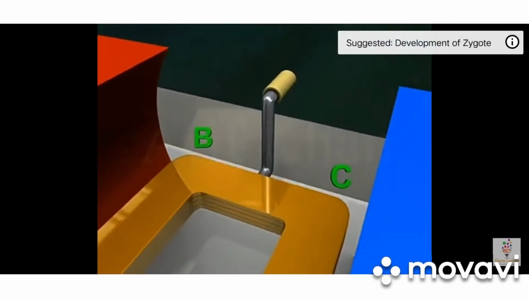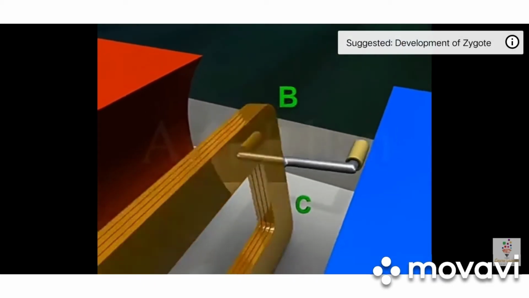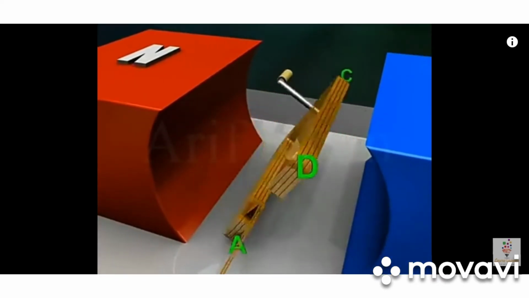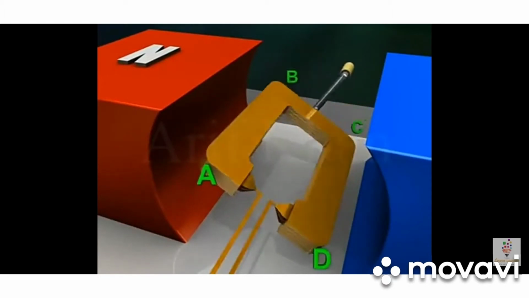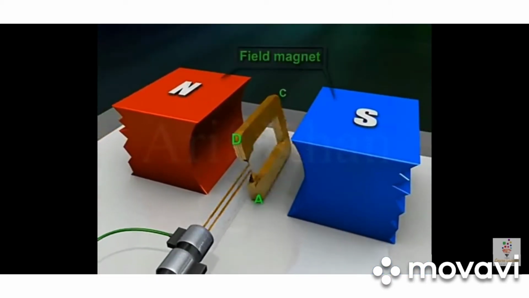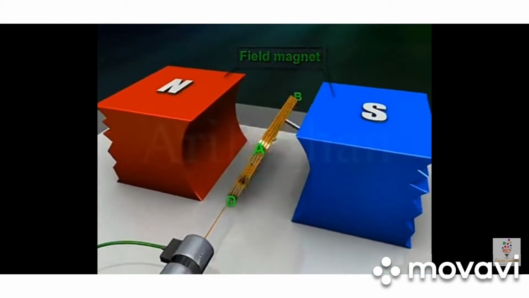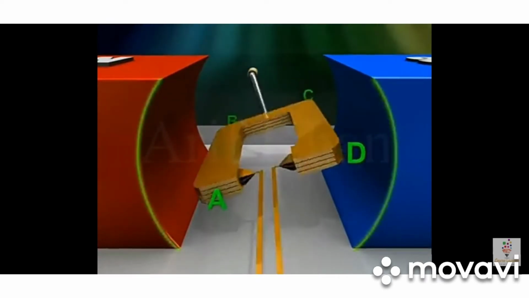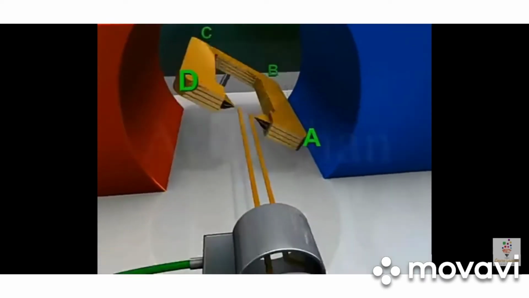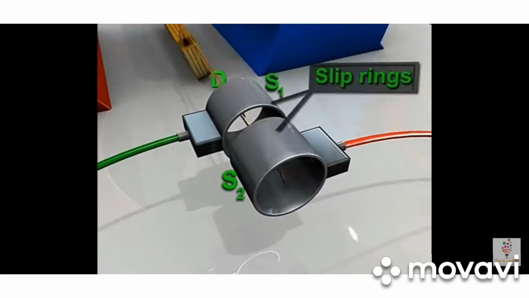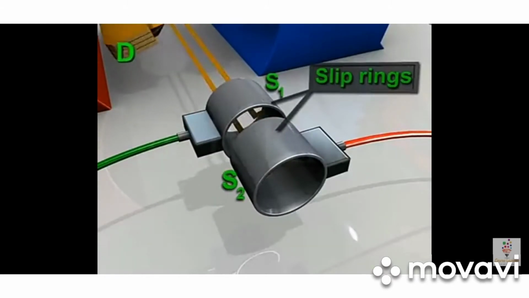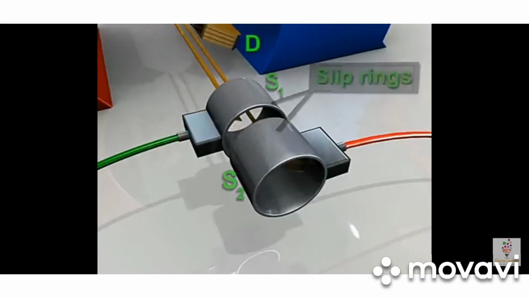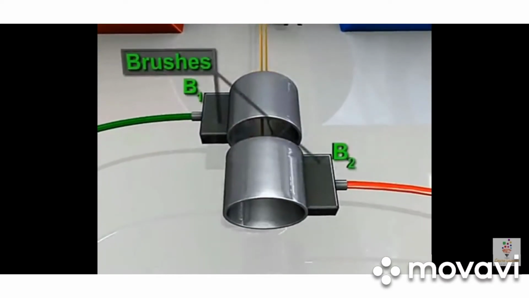Now, this copper wound coil is rotated by the axle using a shaft. By hand, we are rotating the axle. And the field magnets. The field magnet is nothing but the two poles, north pole and south pole, of the concave shaped horseshoe magnet. And two slip rings S1, S2. The block diagram represents R1, R2. Now the two slip rings are connected to brushes B1, B2.